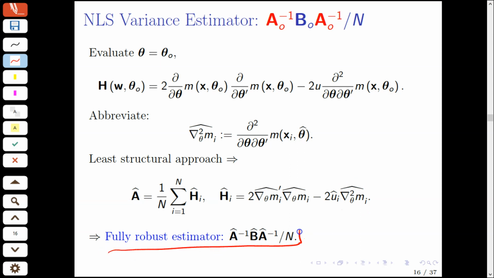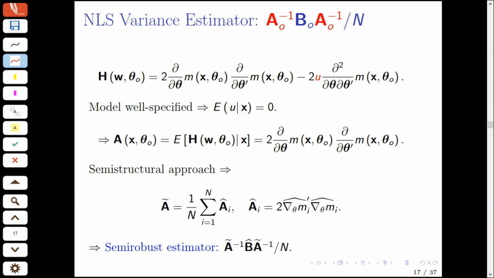The fully robust estimator for nonlinear least squares then follows from substituting in this A hat and the B hat from our previous slide. Now that we know how to obtain a fully robust estimator of the asymptotic variance of the nonlinear least squares estimator, let's take a look at how one may obtain a semi-robust estimator.